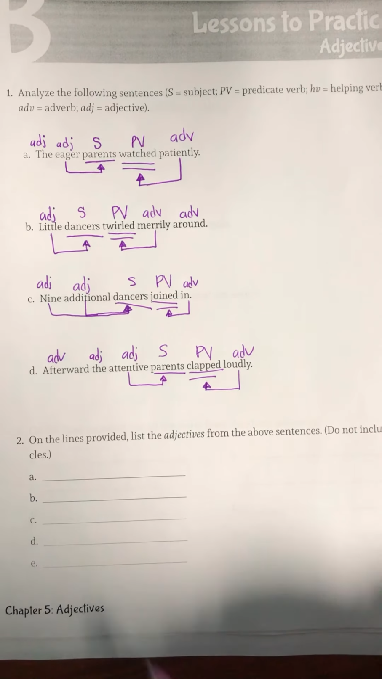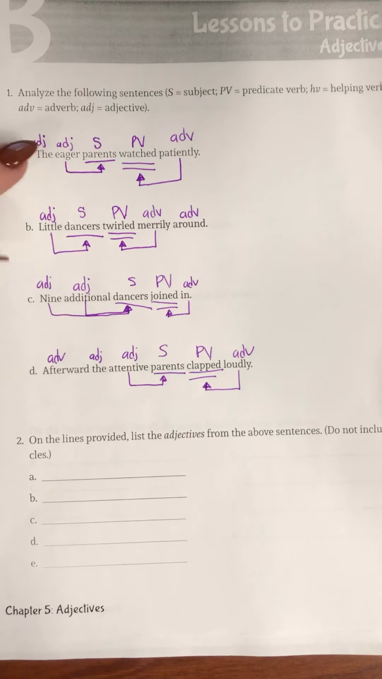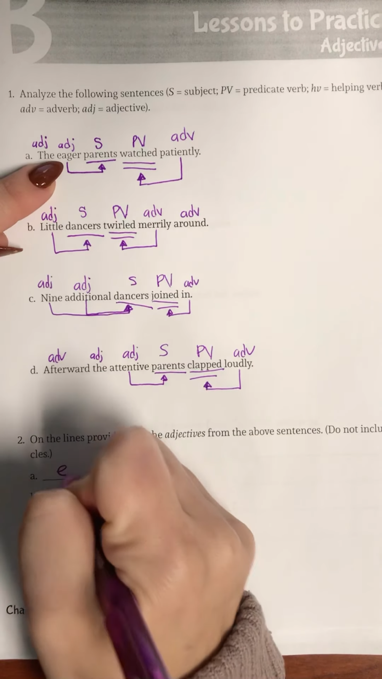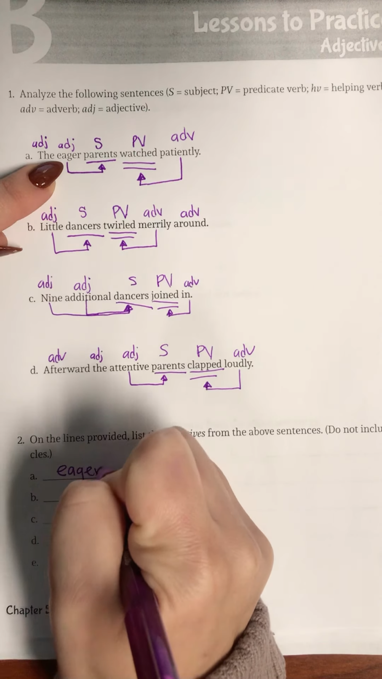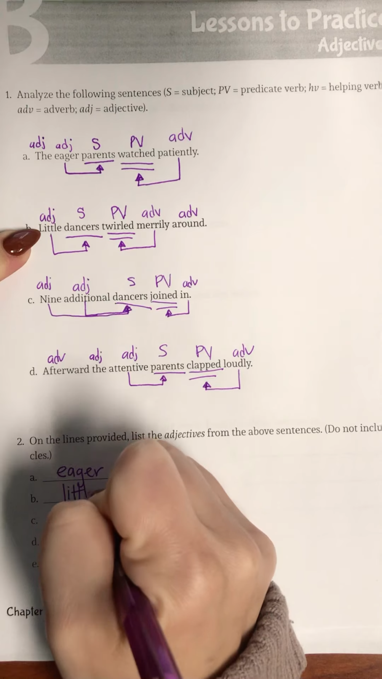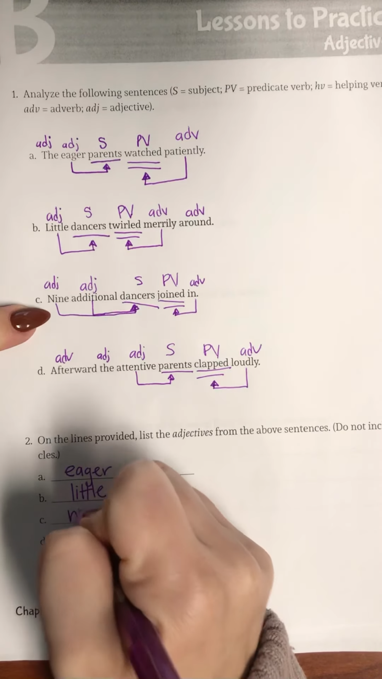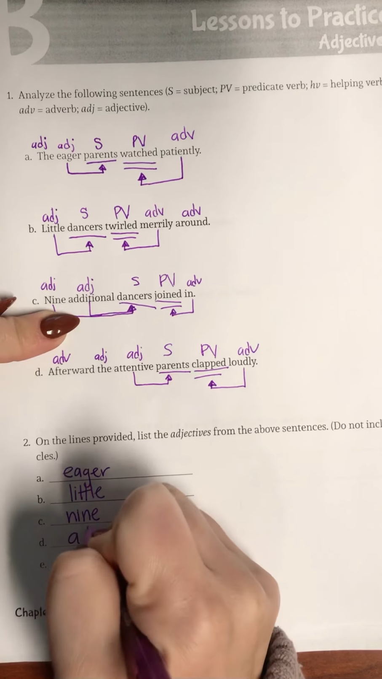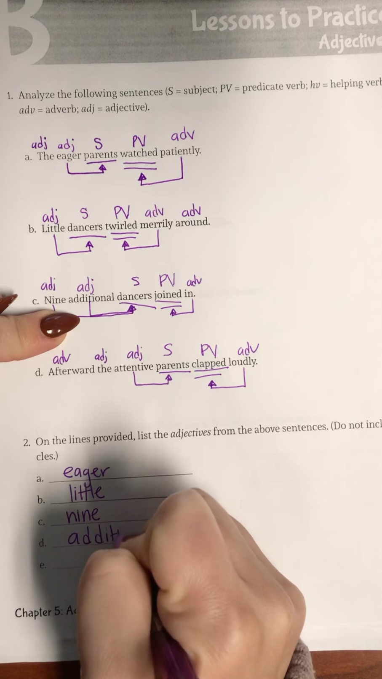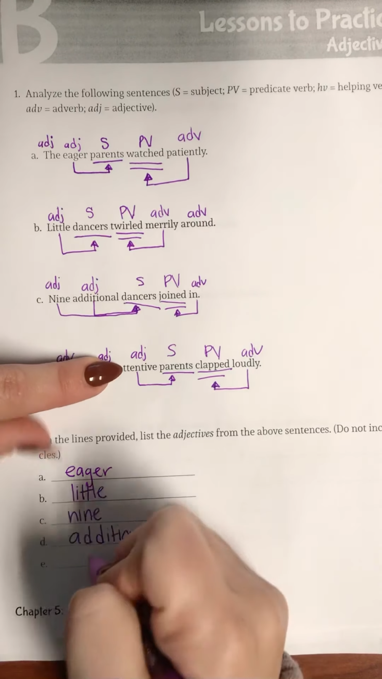Now, number 2 says on the lines provided, list the adjectives from the above sentences. Do not include articles, so we are not going to include the. My first adjective is eager. My second adjective is little. I've got 2 more adjectives, nine and additional. And then I've got attentive.